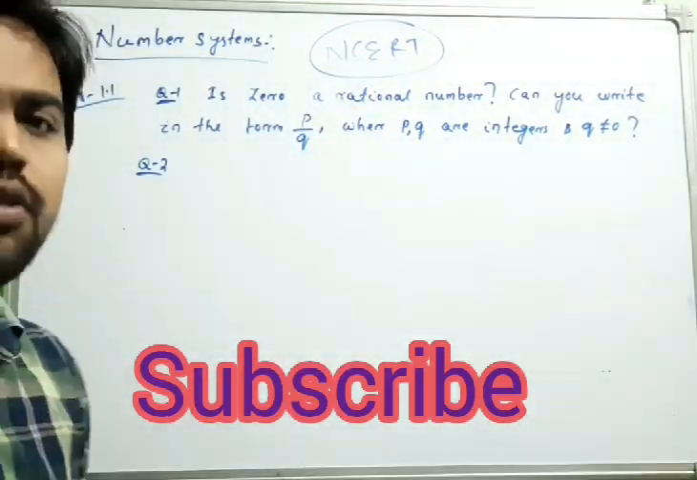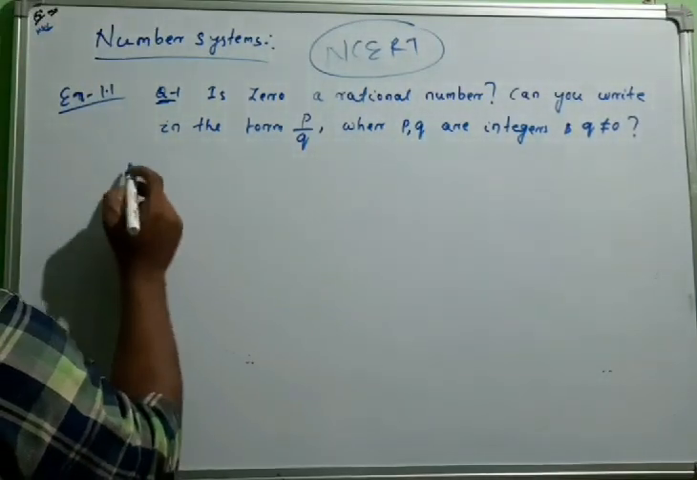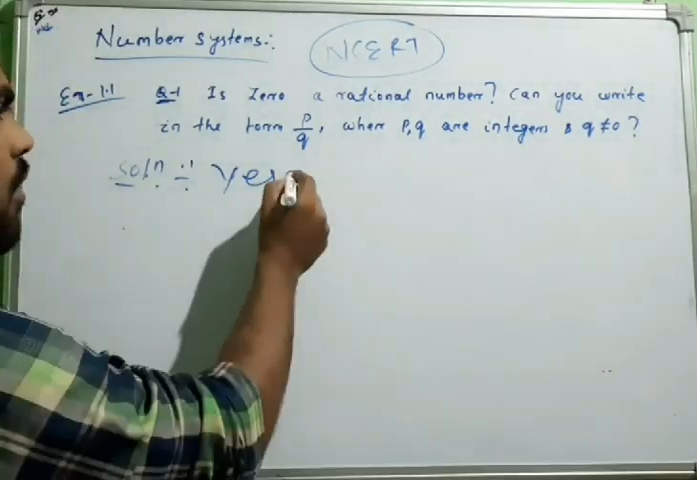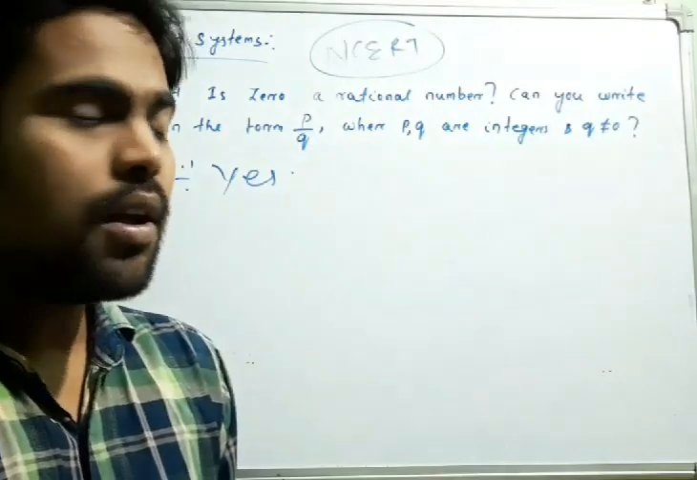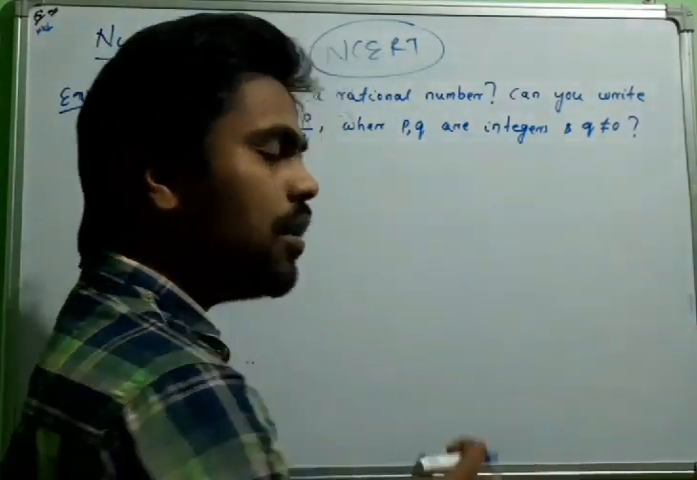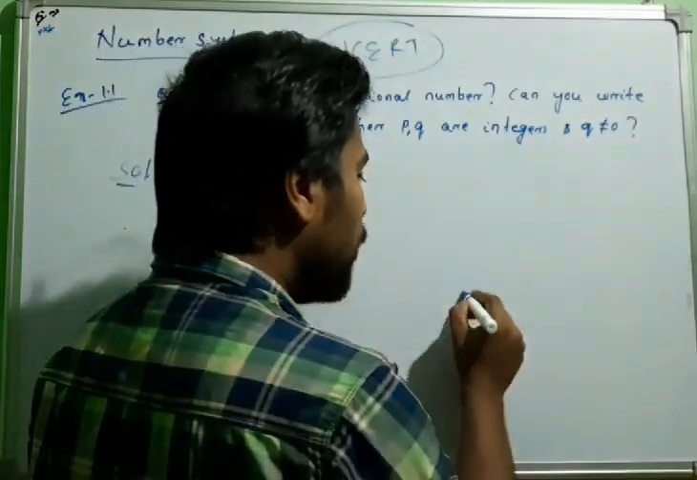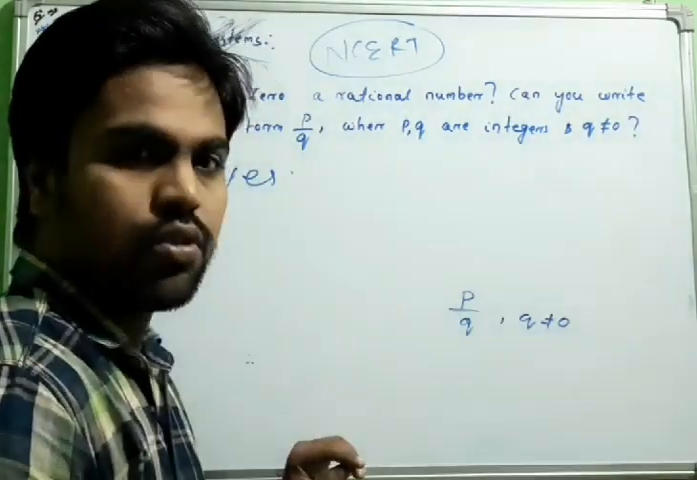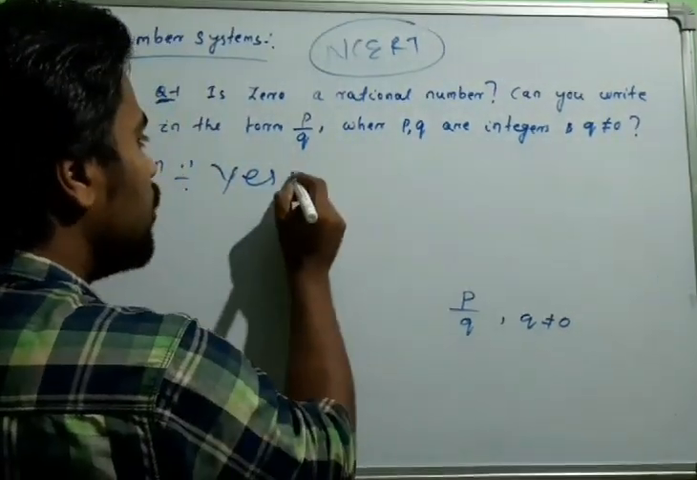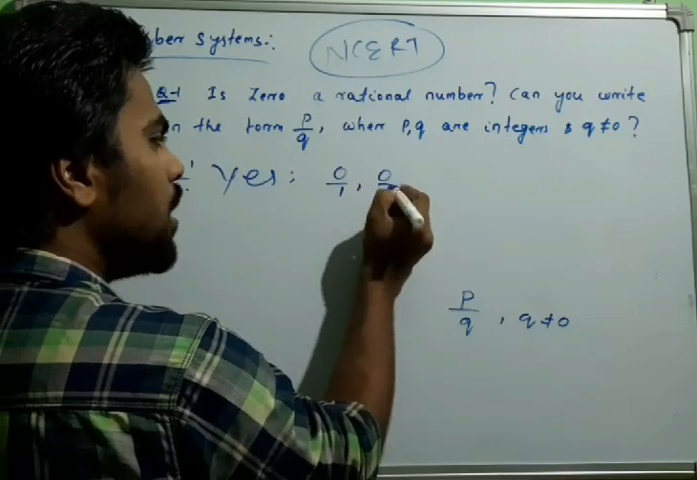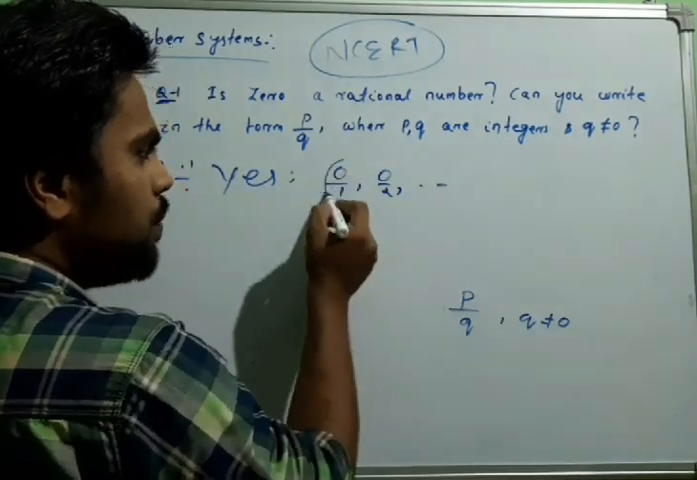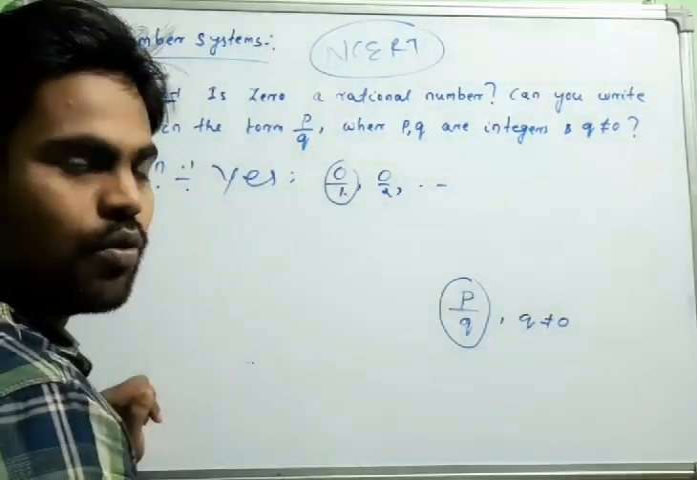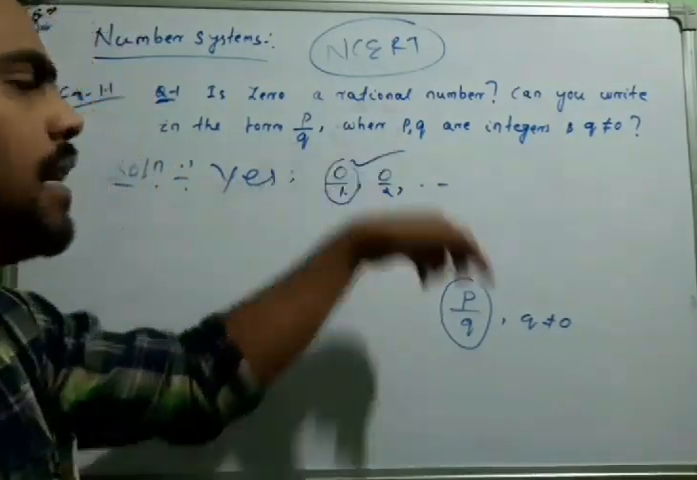What do you write? Is 0 a rational number? You write the solution. You write yes, 0 is a rational number. How is 0 a rational number? Because, what is a rational number? A rational number can be represented in the form of p by q, where q is not equal to 0. Yes or no? So I can represent 0 as 0 divided by 1, 0 divided by 2, like this. So here just see, I am representing 0 in the form of p by q, and q is not equal to 0. So I can say that 0 is a rational number.